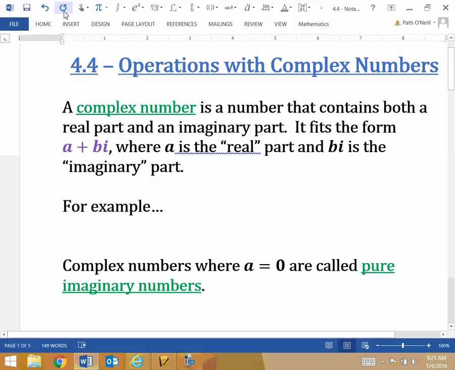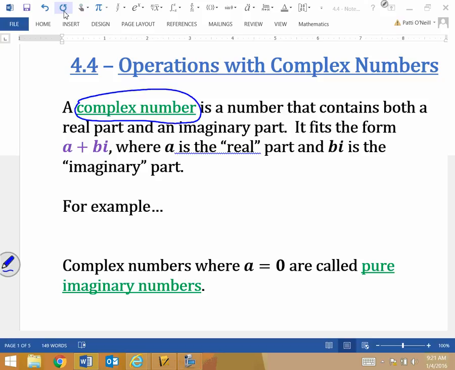Hi everyone, this is the video from section 4.4 on operations with complex numbers. We talked in class about the idea of what an imaginary number is, and those are the numbers that are the square roots of negative values. And we did some work with those, and we're going to broaden this a little bit and move into the idea of what a complex number is.